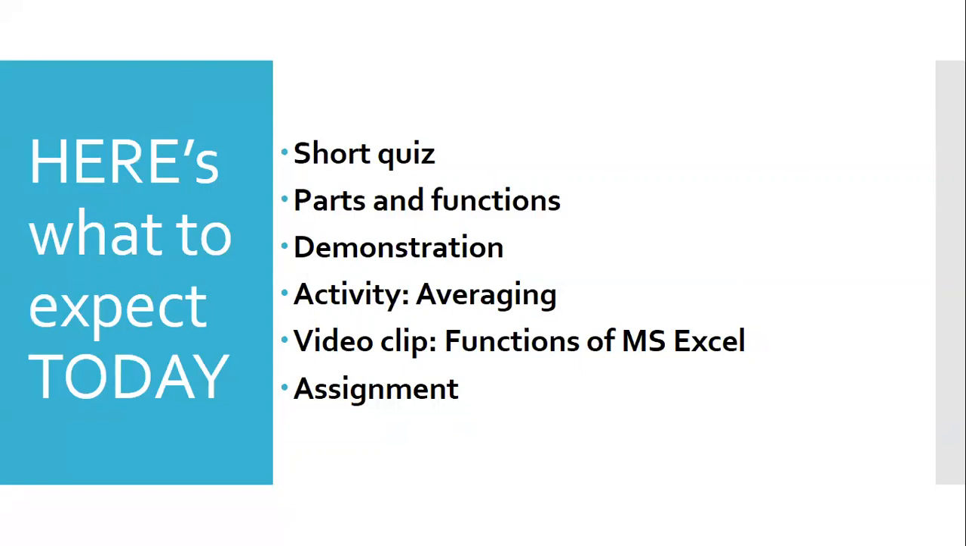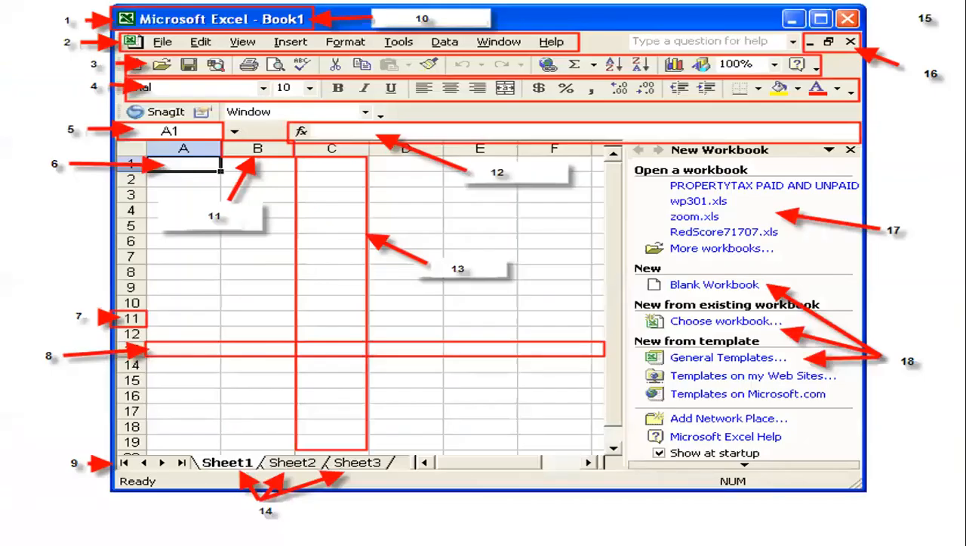Okay, so let's start off with identifying the different parts and functions of our MS Excel GUI. When we say GUI, that is the graphical user interface, meaning that is the particular screen that will be used for that particular software or particular app. So in this case, we have the Microsoft Excel.